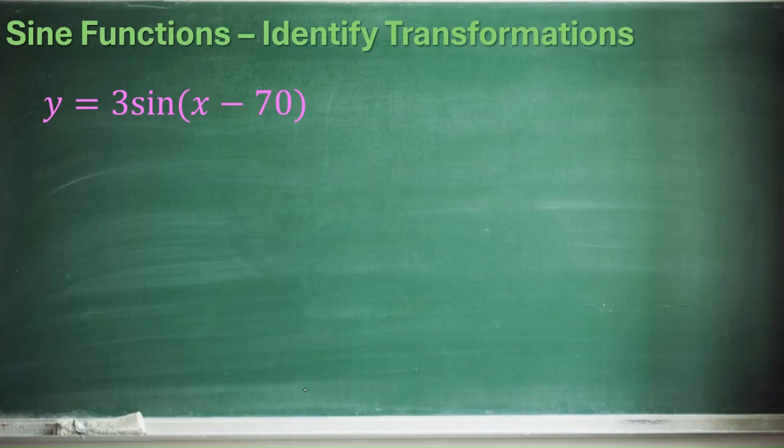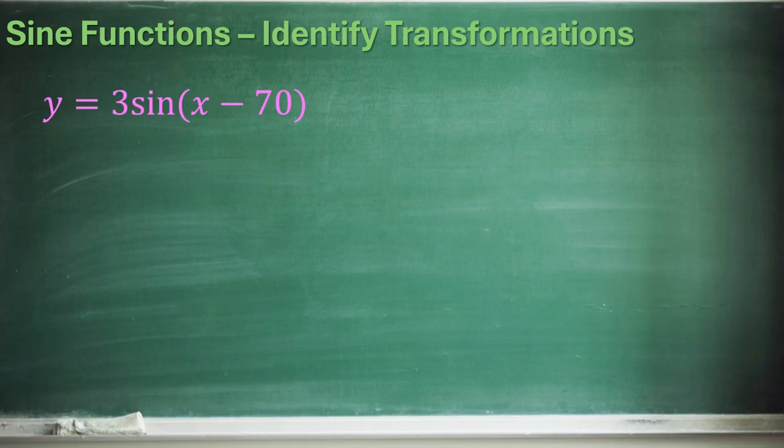It's your friendly math tutor, Miss C here, and today we are talking sine functions, specifically how we identify transformations in equations when multiple are present, and then we're going to take it a step further and solve equations with multiple transformations. We are starting with y equals 3 times the sine of quantity x minus 70.